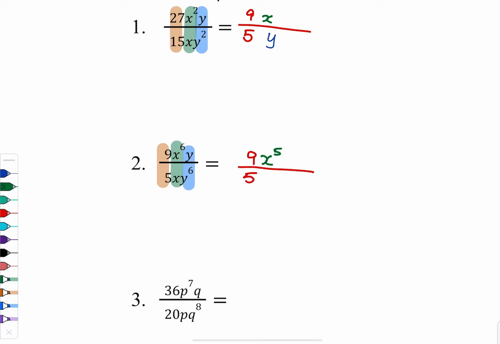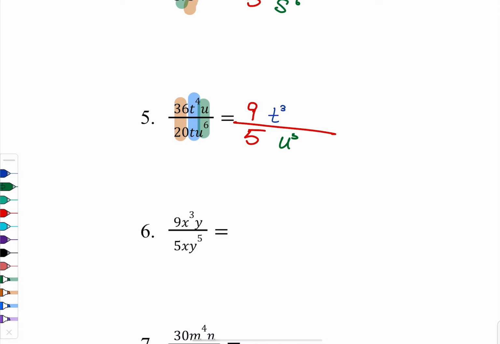Let's continue. Numbers first, 36 over 20. Oh, it's the same as the previous one, so 9 over 5. And then the T's, which side is bigger? And then also the U's, which side is bigger? So T, upside is bigger, so 4 minus 1, 3. And then U, downside is bigger, so 6 minus 1, you get 5.